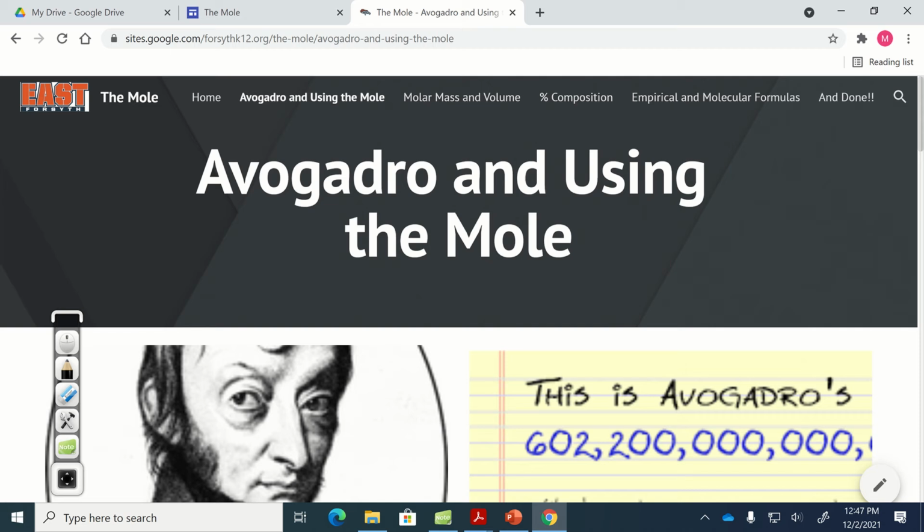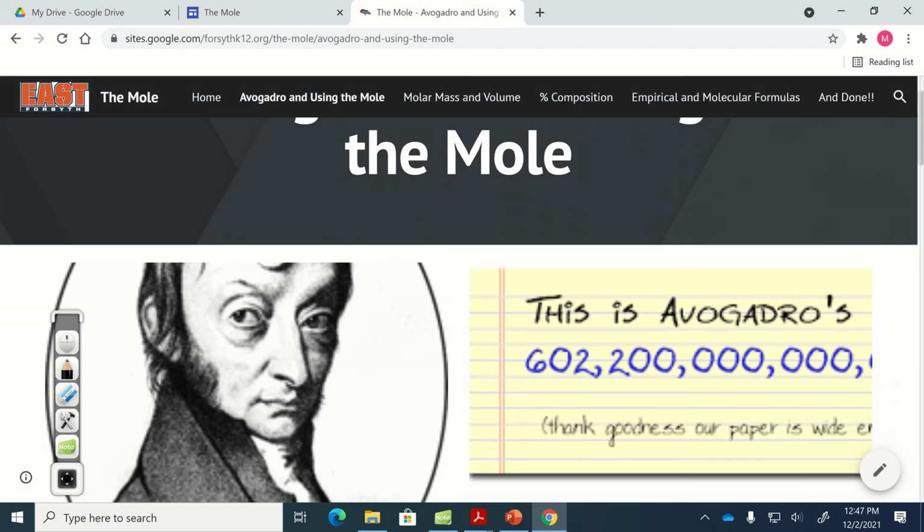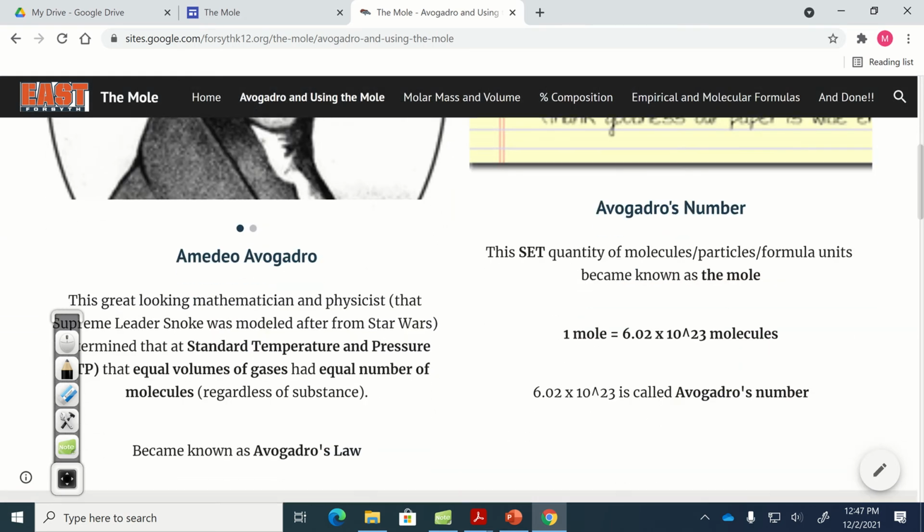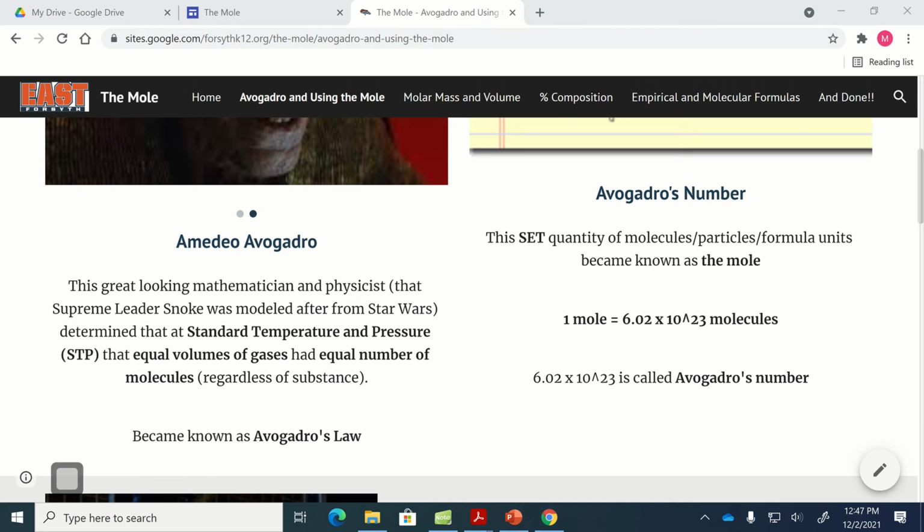Where is it? How is it really applied? So we have somebody called Avogadro. What we actually had where the mole was developed is from somebody named Amadeo Avogadro.